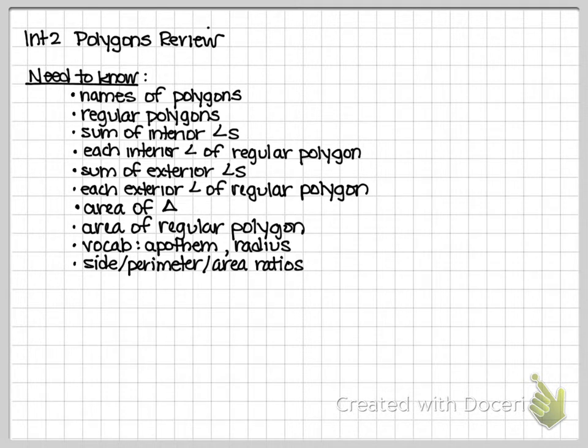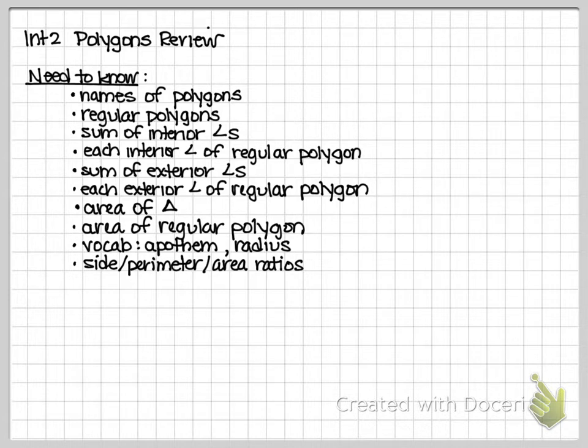How to find the sum of the interior angles, the measure of each interior angle in a regular polygon. We can't do it if it's not regular unless there's a picture that's given to us. The sum of the exterior angles, each exterior angle of a regular polygon. Again, unless of course the picture is given to us, then we can calculate that if it is not regular.